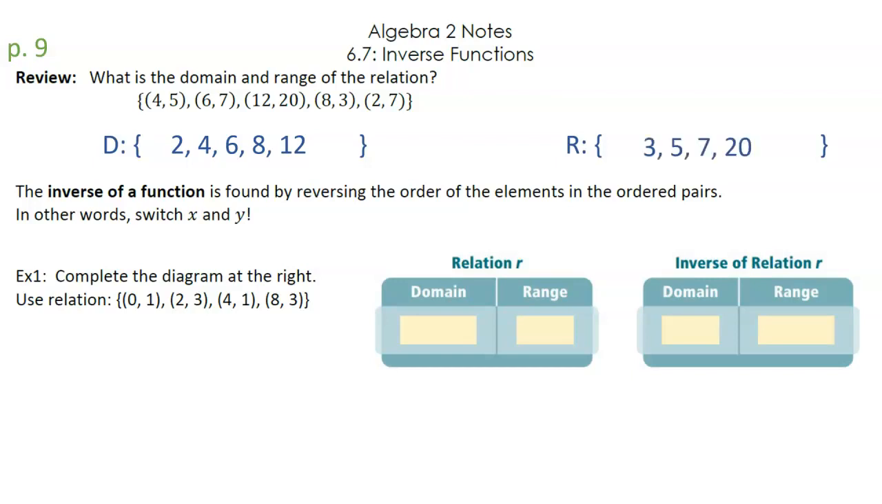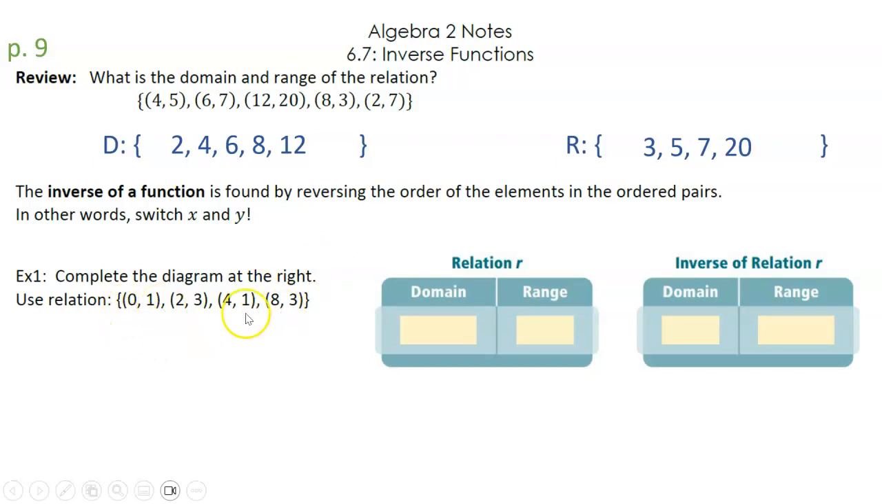All right, the range should be 3, 5, 7, and 20. Notice since the 7 happened twice, we just need to write it once. All right, so the inverse of the function is found by reversing the order of the elements. So we can just switch the x and y around.